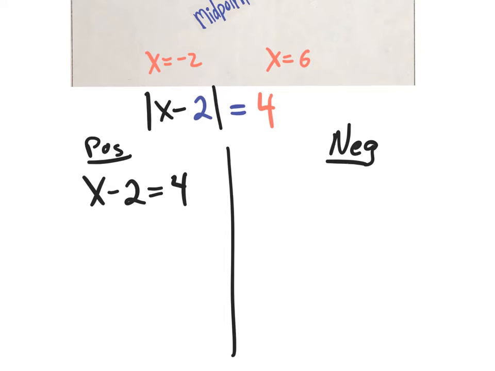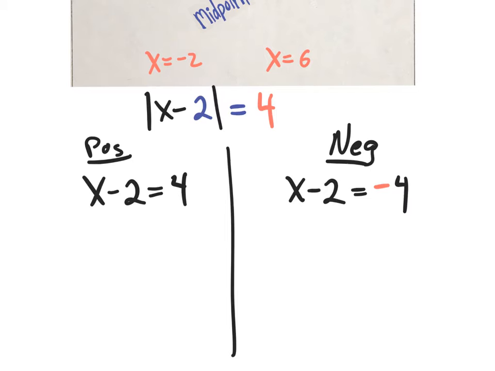Now for the negative situation, it's the same exact thing. Just like over here, it says x minus 2 equals, I'm going to write down x minus 2 equals, but instead of 4, it's going to be a -4. Okay. So the only difference between the positive situation and the negative is that you slap on a negative sign onto the right side of your equal sign. Anyhow, now we're going to solve both.